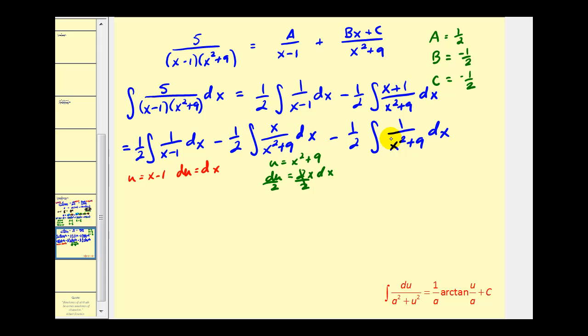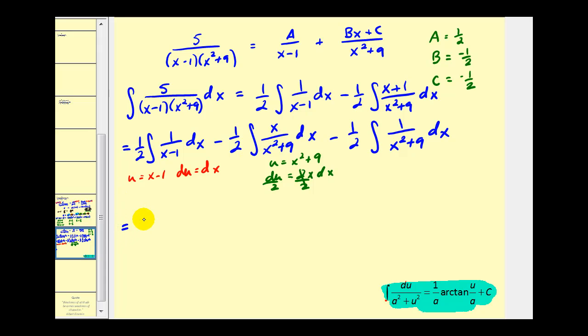And then for this last one, this should remind us of the integral of 1 over a squared plus u squared. So using this basic integration formula here, a is going to equal 3, and u will be equal to x. So I think we have everything. Let's go ahead and try it. Again, if this is equal to u, we'll have 1 over u du.